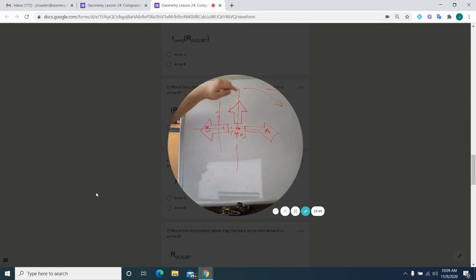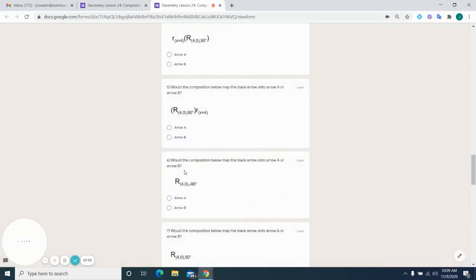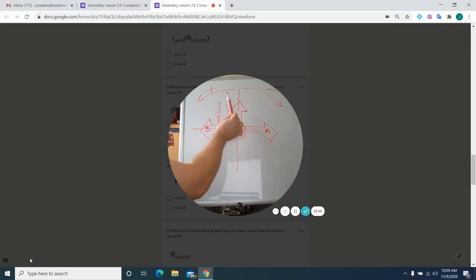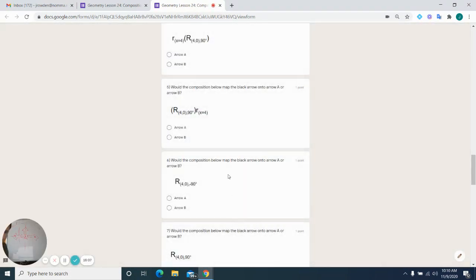Then we need to rotate. So once we flip it over, then we need to rotate around 90 degrees. So now that it's been flipped over, now here's 40, and let's rotate positive 90, and we end up right here. So for this one, it will be B at arrow B.